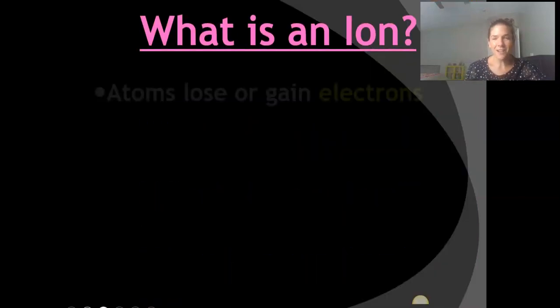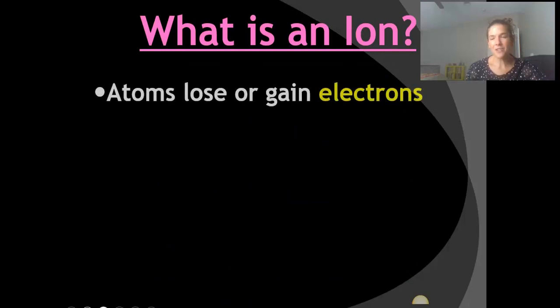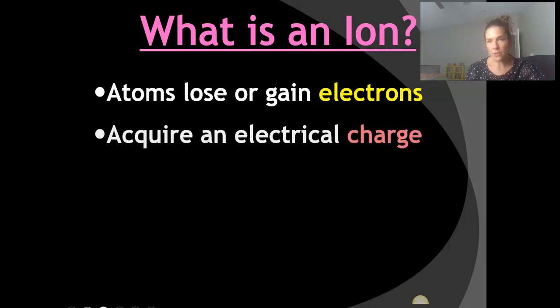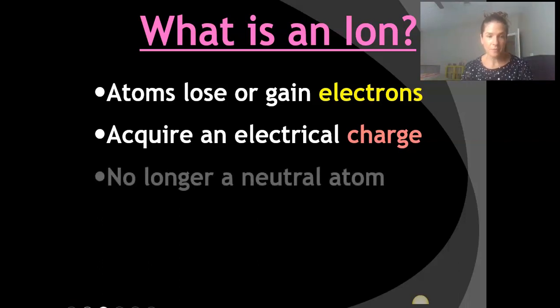All right, so what is an ion? Ions occur when atoms lose or gain electrons. So what happens when they lose or gain electrons is they're going to acquire an electrical charge. And the reason they acquire an electrical charge is because either the positive protons are winning or the negative electrons are winning, depending on how those electrons are changed. But because they are changed, it's no longer going to be a neutral atom.